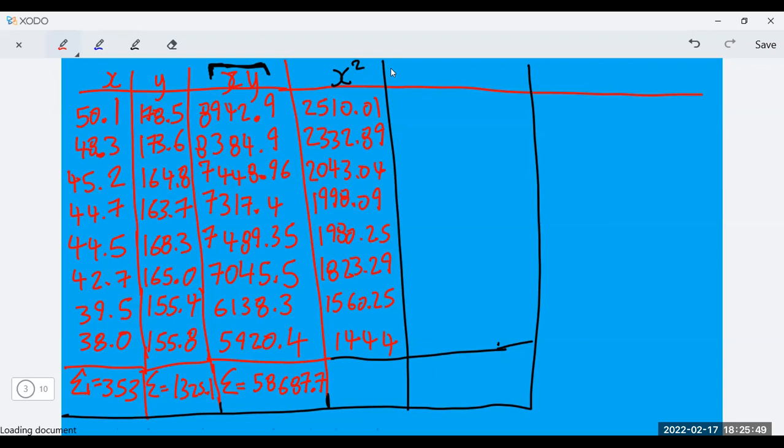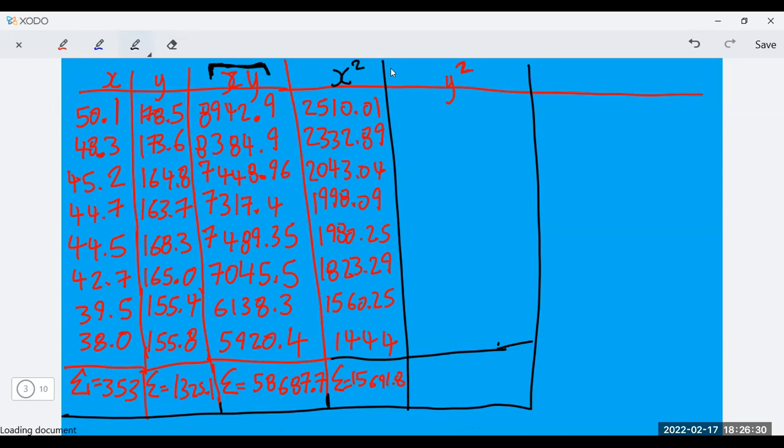Now adding them up, 2510.01 plus 2332.89 plus 2043.04 plus 1998.09 plus 1980.25 plus 1823.29 plus 1560.25 plus 1444, we get 15,691.8. Almost finished. Y squared time now. My gosh, these numbers are huge.